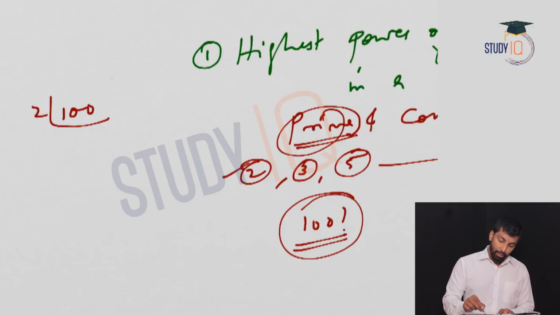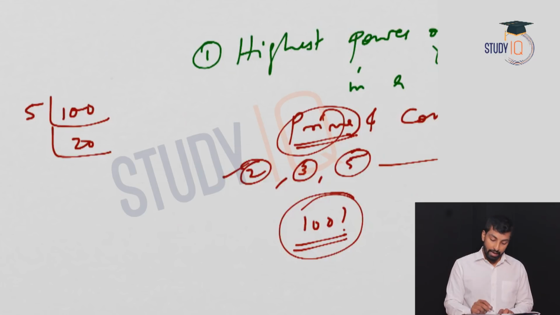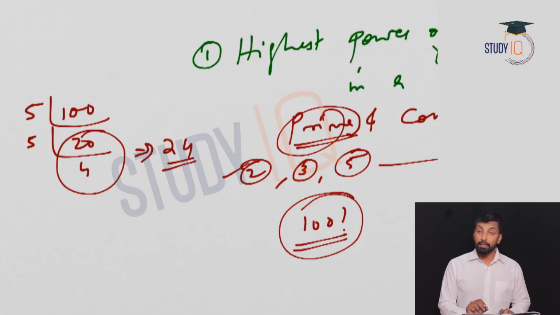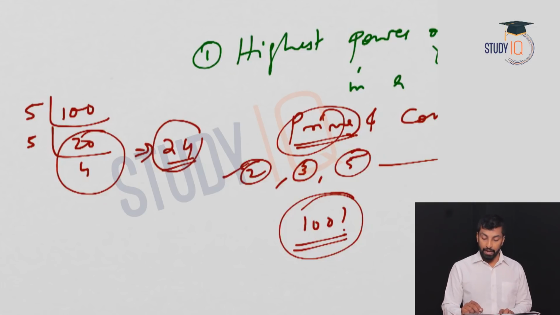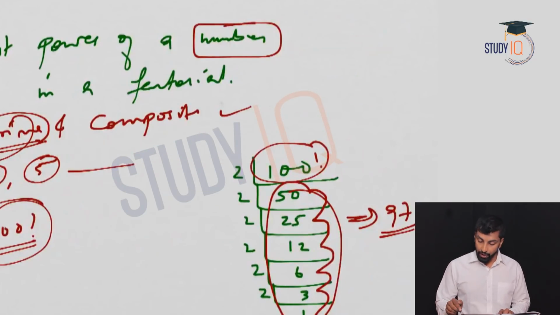Okay. So if I ask you how many 5's are there in 100 factorial, what do you do? You divide by 5. That's it. That's the only difference. Then what do you get here? 20. Divide by 5 again. What do you get? 4. Now 4 is less than 5, so you can't divide, right? What is the answer? 20 plus 4, that is nothing but 24. So 24 5's are there in 100 factorial. How many 2's are there? 97 2's are there. We got it here.